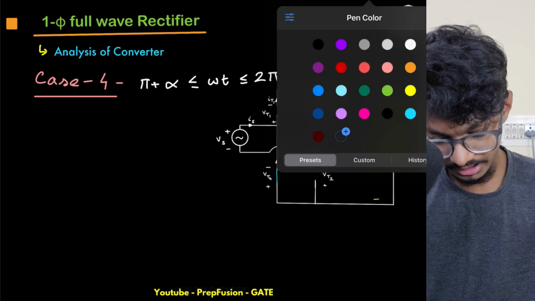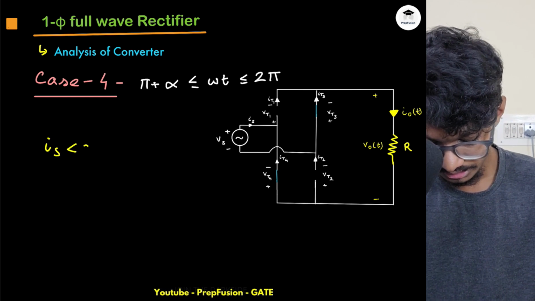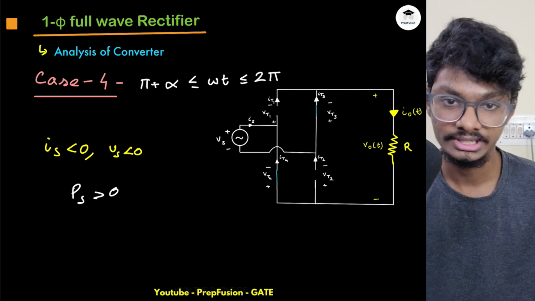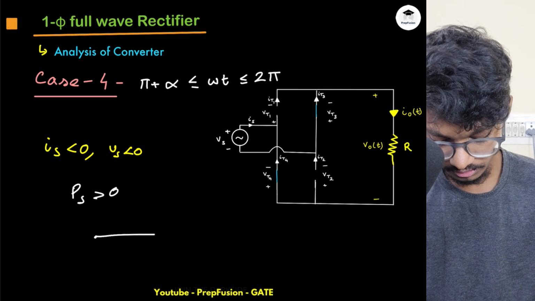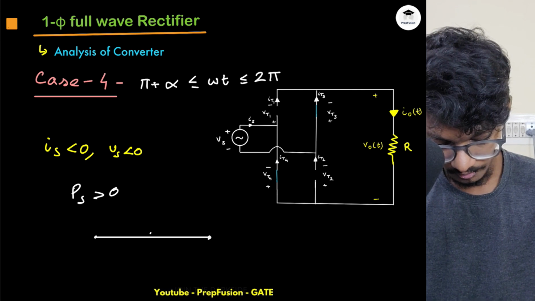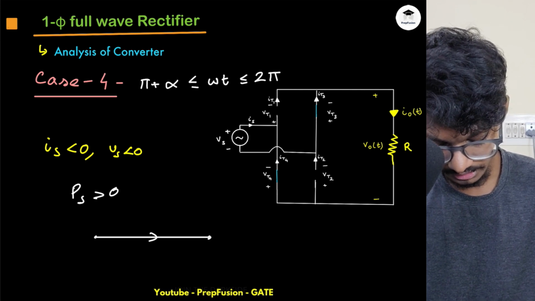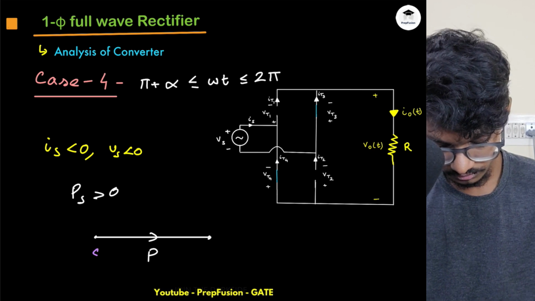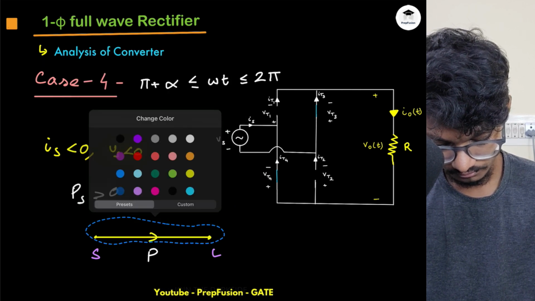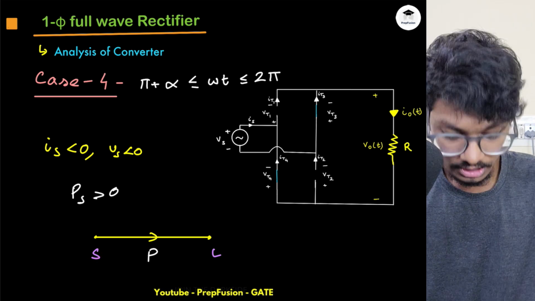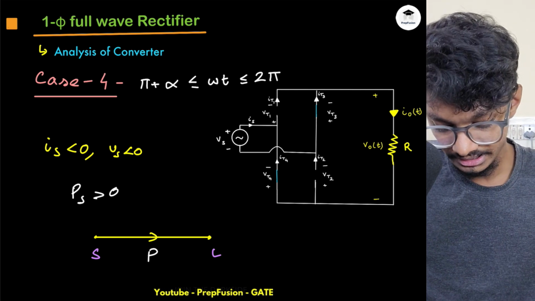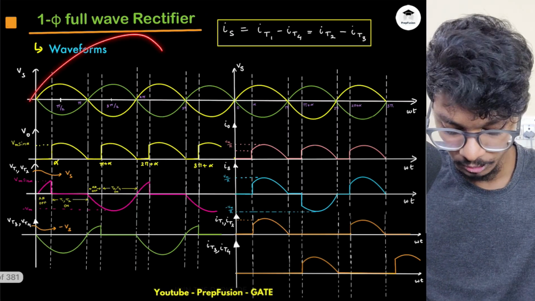As my IS is also negative and VS is also negative, again the power is greater than 0 because negative times negative is positive. So power flows from source to load only, right? So this is the power flow, from source to load. This is the case which happens in the second half cycle, and this cycle will repeat again, and these will be the waveforms.